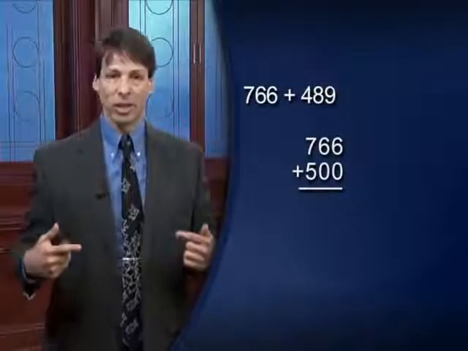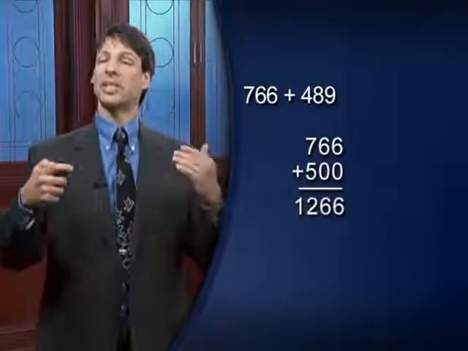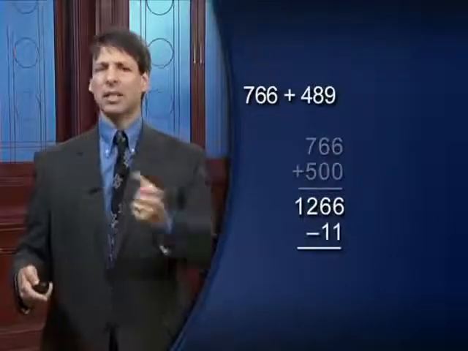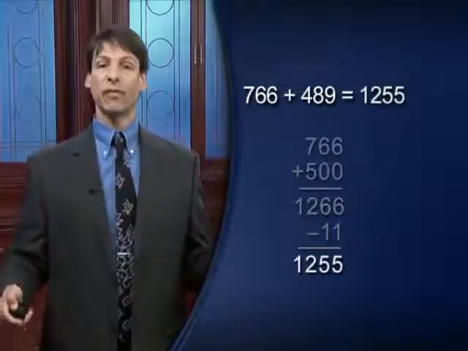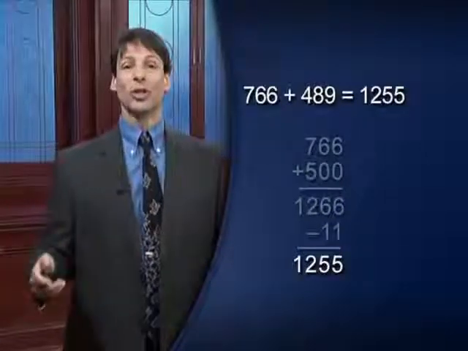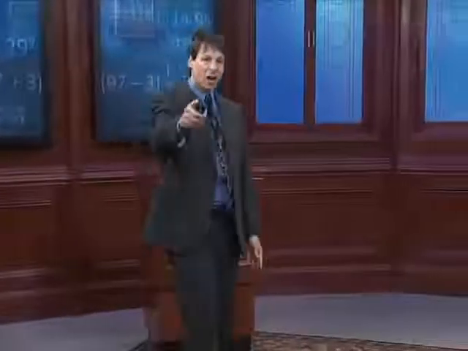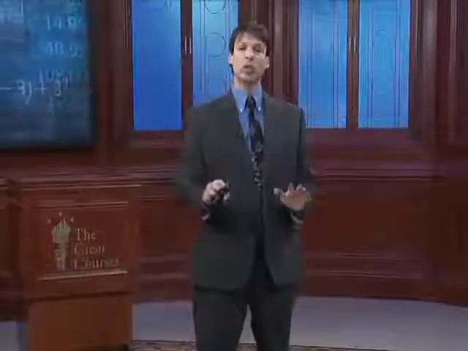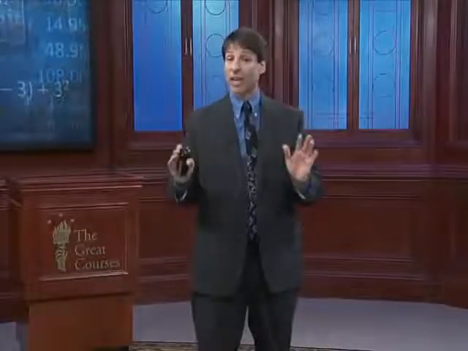And that's easier. 766 plus 500 is 1266. And now what do we do? Subtract 11. 66 minus 11 is 55, so there's your answer, 1255. The lesson here is that hard addition problems, those involving lots of carries, can usually be turned into easy subtraction problems that don't involve any borrowing. So let's turn our attention to subtraction.